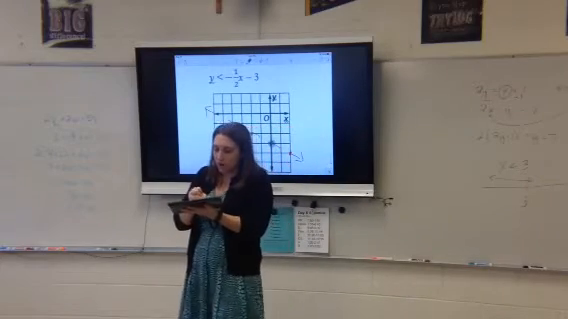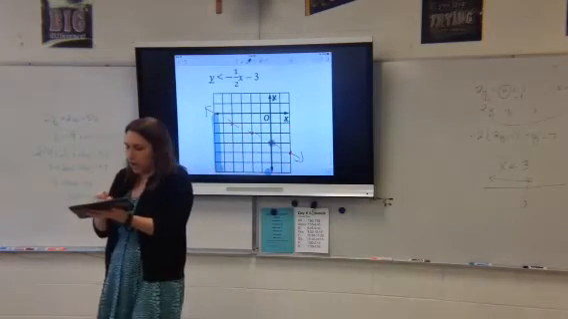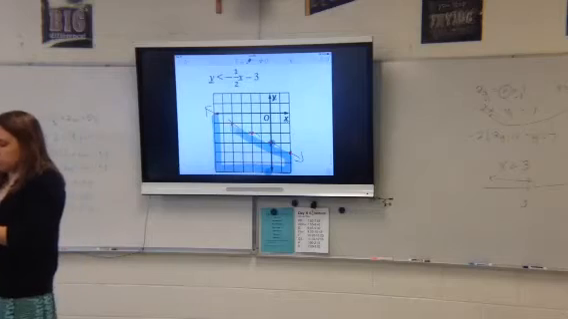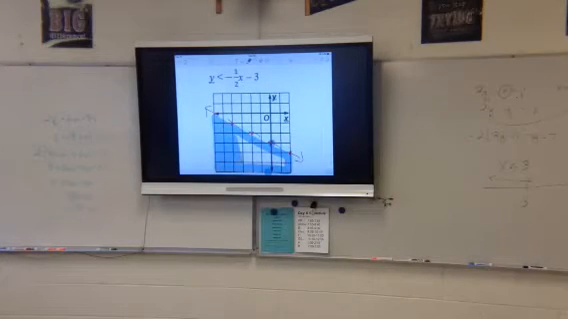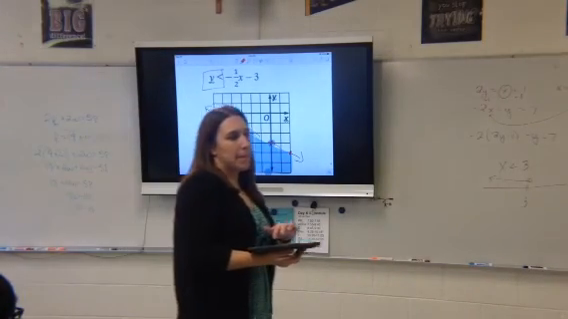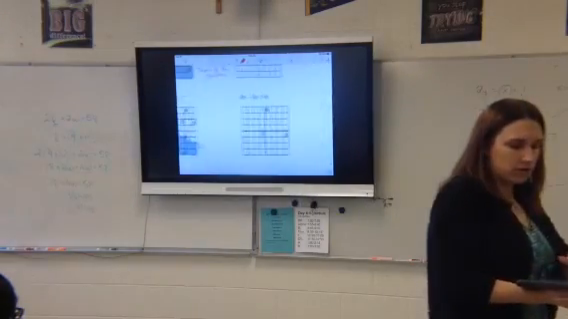Shading will always take up one side or the other. Greater goes up, less goes down. Now, this only works as long as your y is out front, so you need to make sure that your y is leading. Always y equals mx plus b before you start graphing these. All right, and on our next one here, we're going to slide across.